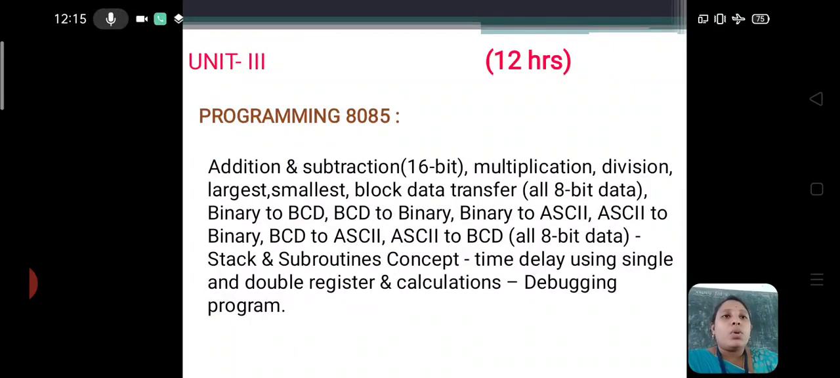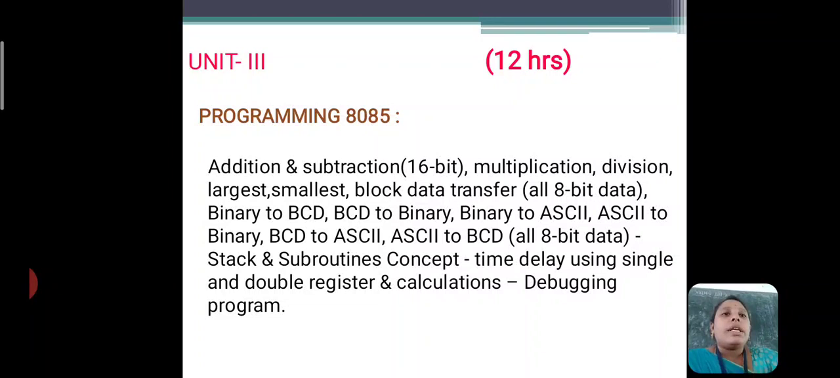Next, Unit 3, programming 8085. Addition and subtraction 16-bit, multiplication, division, largest, smallest, block data transfer, binary to BCD, BCD to binary, binary to ASCII, ASCII to binary, BCD to ASCII and ASCII to BCD. Stack and subroutines concept, time delay using single and double register, and calculations and debugging program. This is the programming 8085.